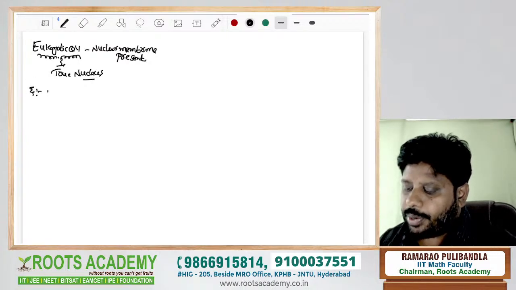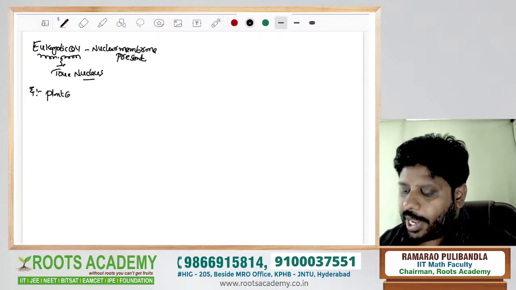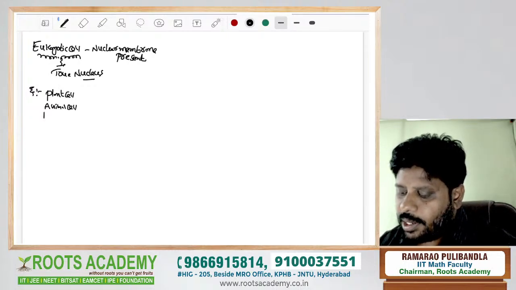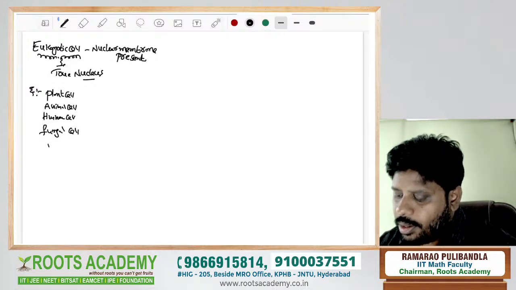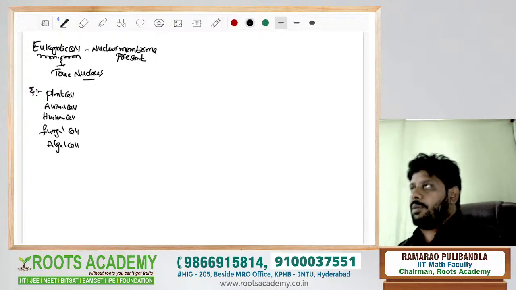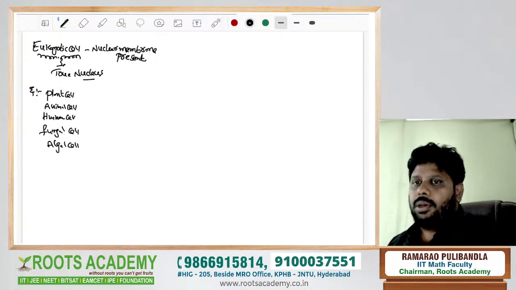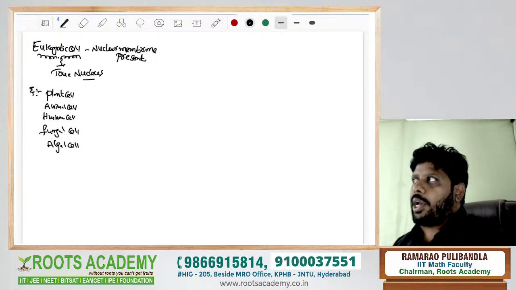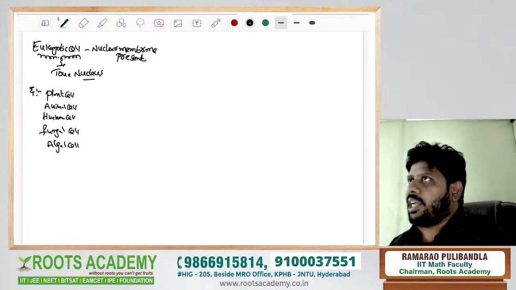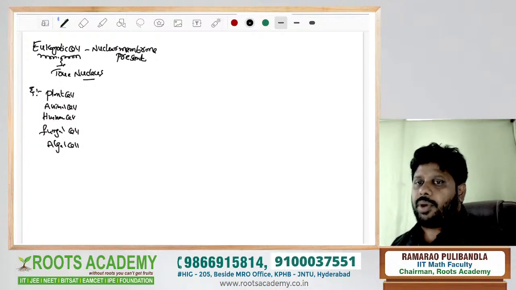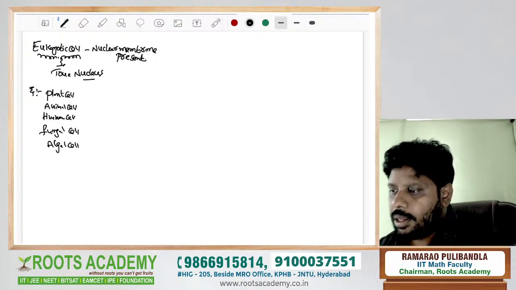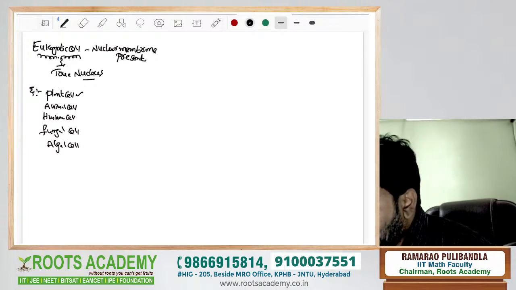Examples of eukaryotic cell: plant cell, next animal cell, human cell, fungal cell, algal cell, except cyanobacteria, remaining all algae. So for prokaryotic cell we explain bacteria. For eukaryotic cell we are taking the plant cell.